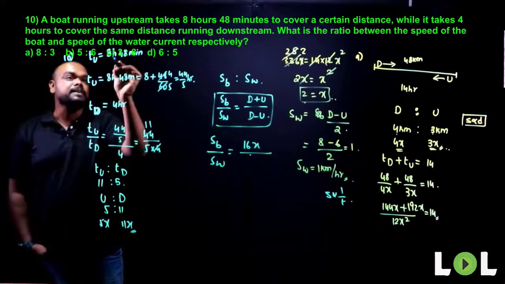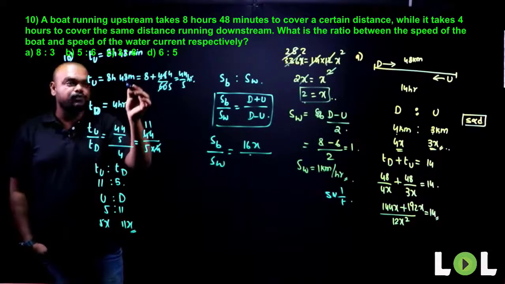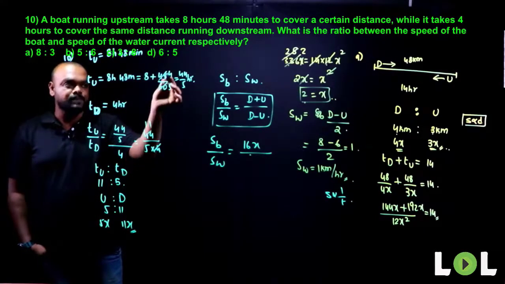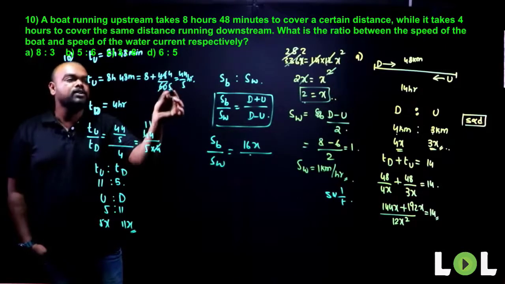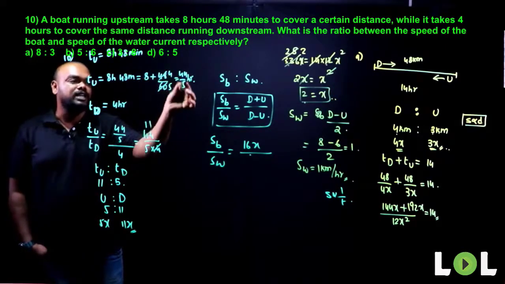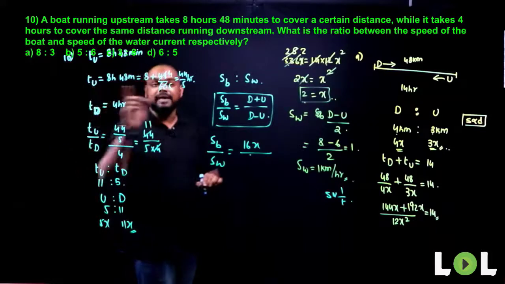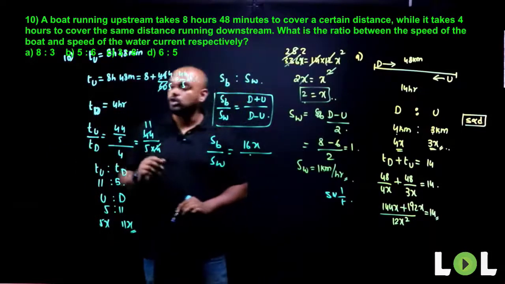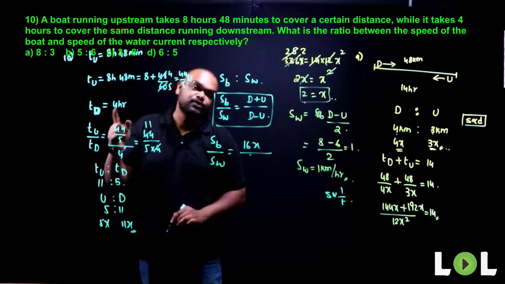Time taken during upstream is 8 hours 48 minutes. Convert that 48 minutes to hours: 48 by 60, 12 into 4, 12 into 5. 5 into 8, 40, 40 plus 4, 44 by 5 hours. That is time taken during upstream. And in the question he also told us time taken during downstream is 4 hours.